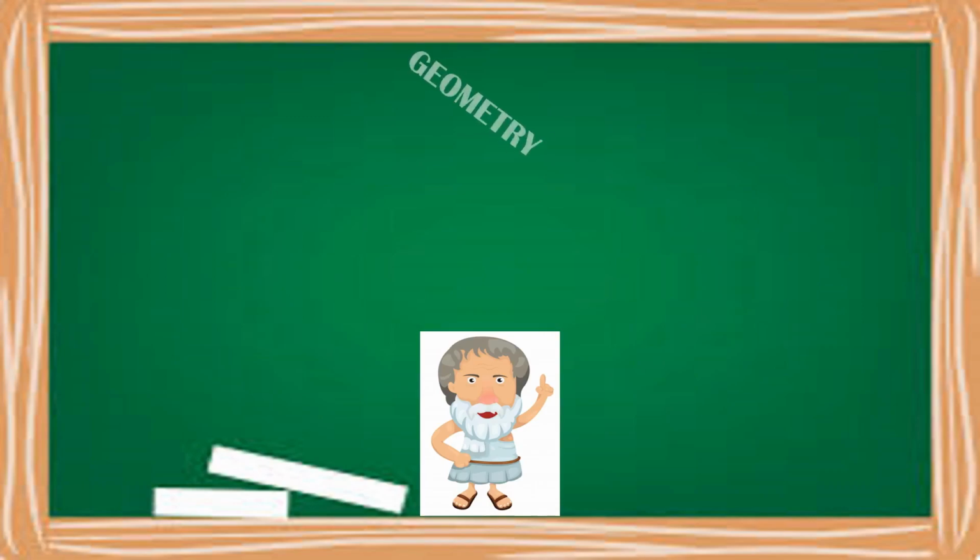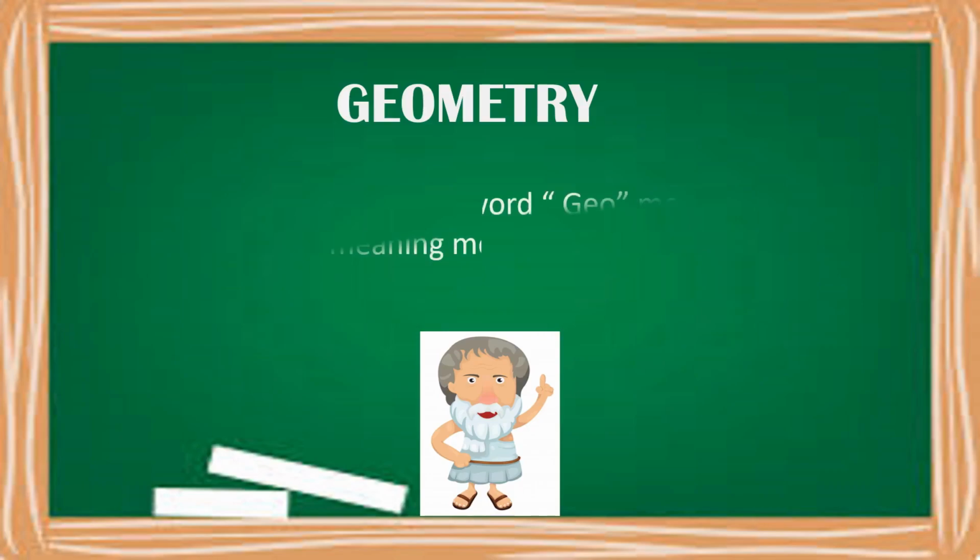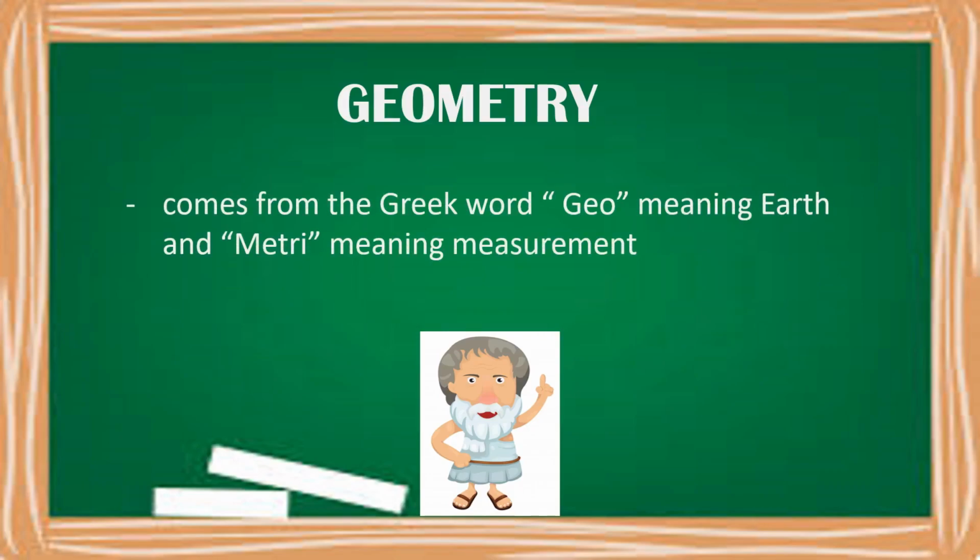Let us define first what is geometry. Geometry comes from the Greek word geo, meaning earth, and metri, meaning measurement. This means earth measurements.